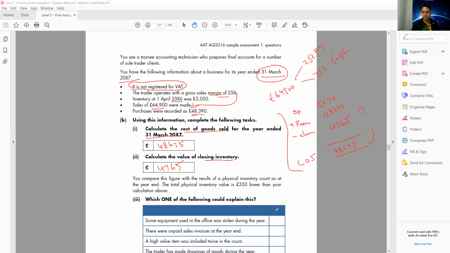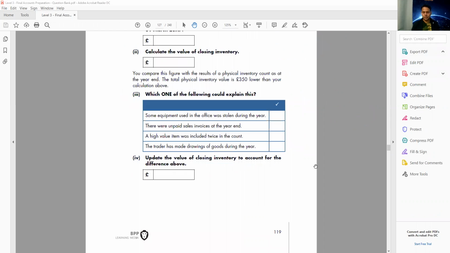Okay, let's move on to the next question. So here we have: say you compare this figure with the result of a physical inventory count as at year end. The total physical inventory value is 350 lower than your above calculation. So whatever we have calculated now, 4765, I found 350 less. Now the question is, which one of the following could explain this? Which one would be the possible reason for that? What do you think?